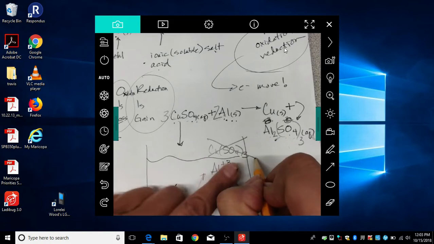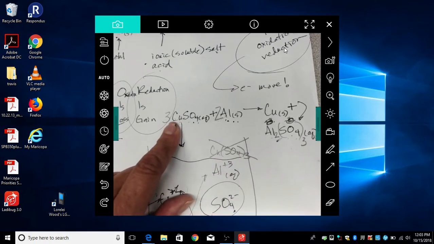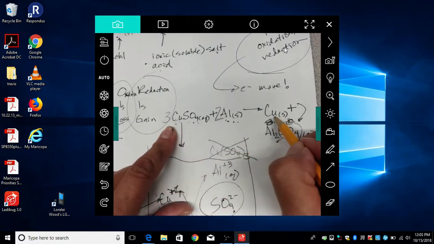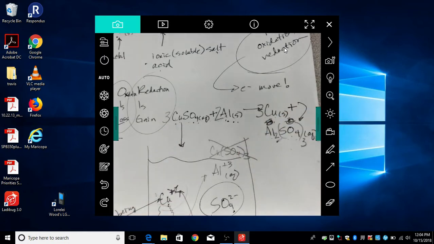Don't do that. You can't change nomenclature, right? You can only change the quantity of pieces that you have. All right, so now sulfate's okay, but now copper's not. So what should I do with the copper? Put a 3 there. All right, so now my equation is balanced.